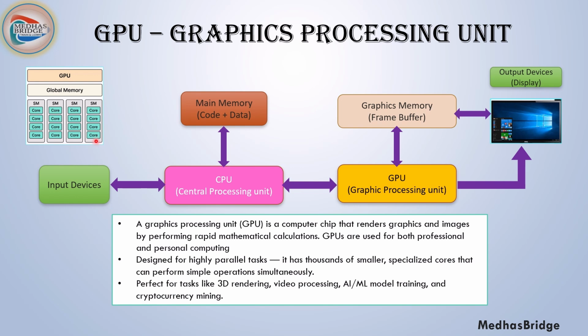So the GPU, the graphics processing unit, is what we use to render graphs, images, 3D images, video images, and for AI/ML modeling and cryptocurrency mining, by performing rapid mathematical calculations. All right, so this is what the GPU means. Whenever you see gaming laptops or high-end AI/ML modeling systems, that means those systems will also accommodate GPUs along with CPUs. That's the idea.